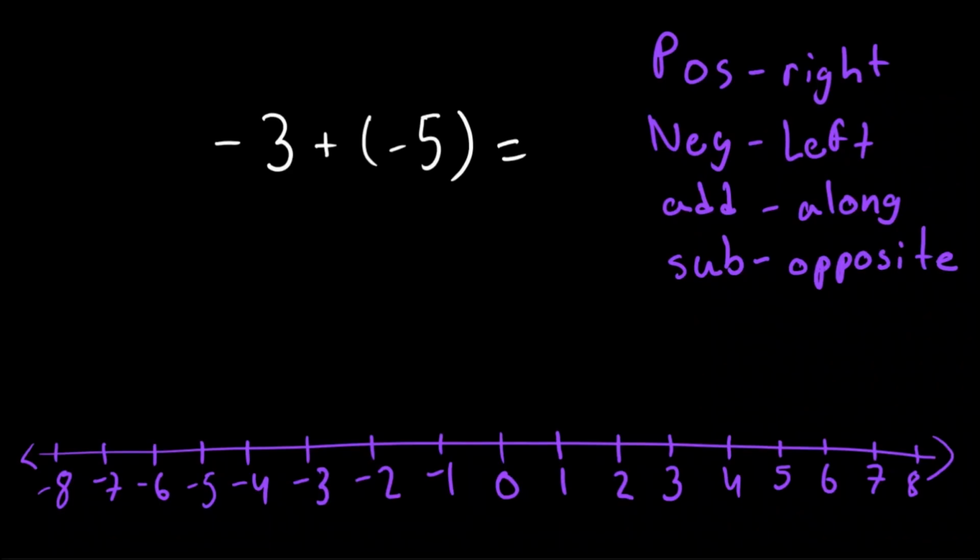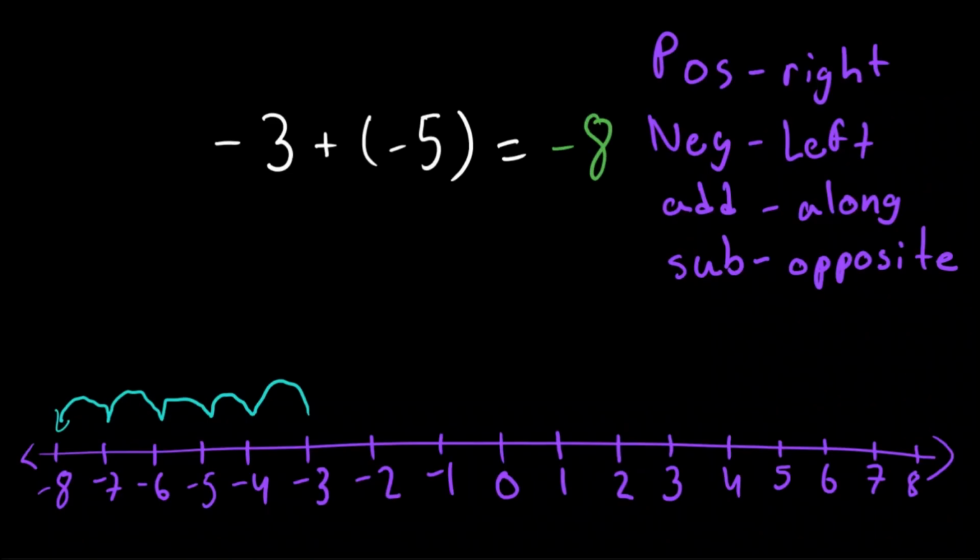So let's try to solve this problem. Let's use this number line to help us. So first we start at -3 and move 5 steps left. Because we're adding a negative, we move along to the left. So 1, 2, 3, 4, and 5. And we end at -8. So the answer to this is -8.